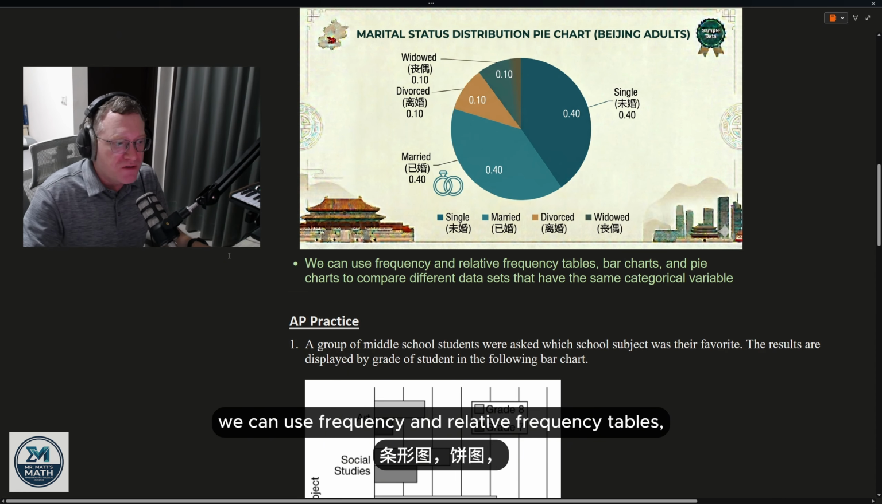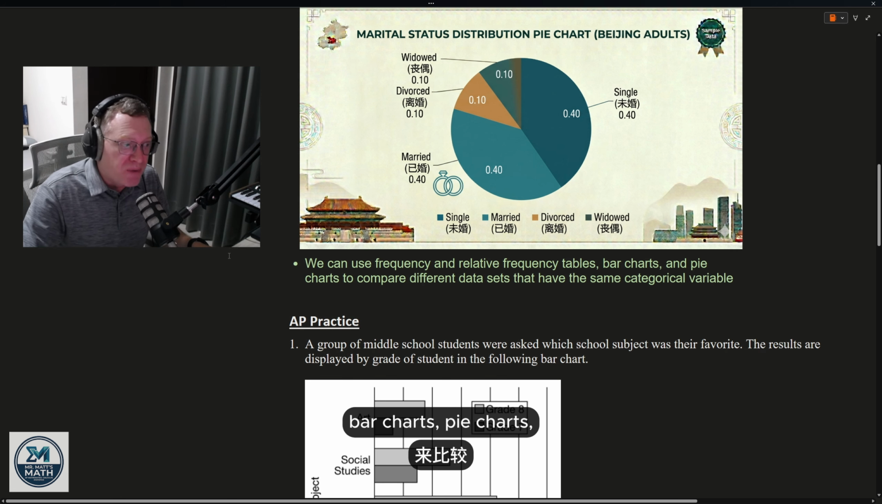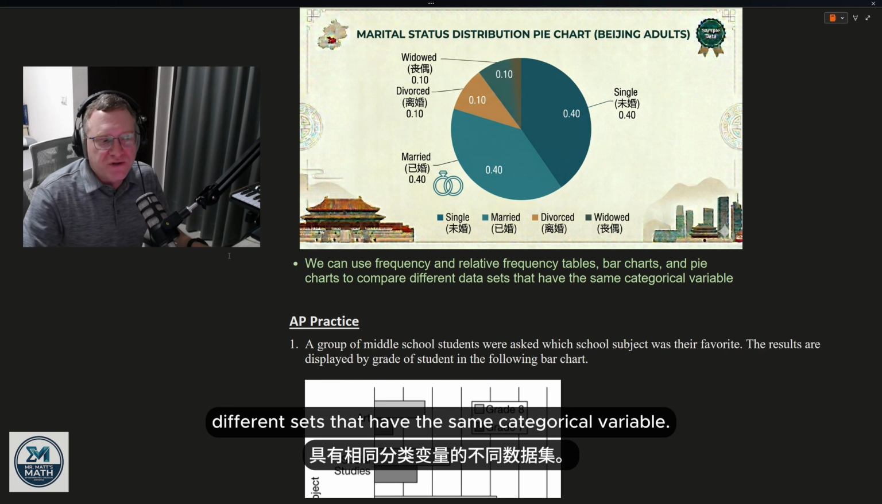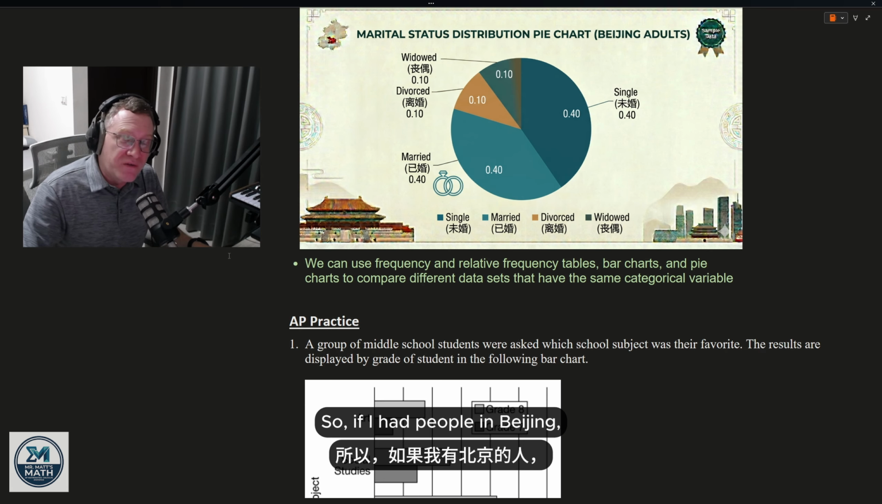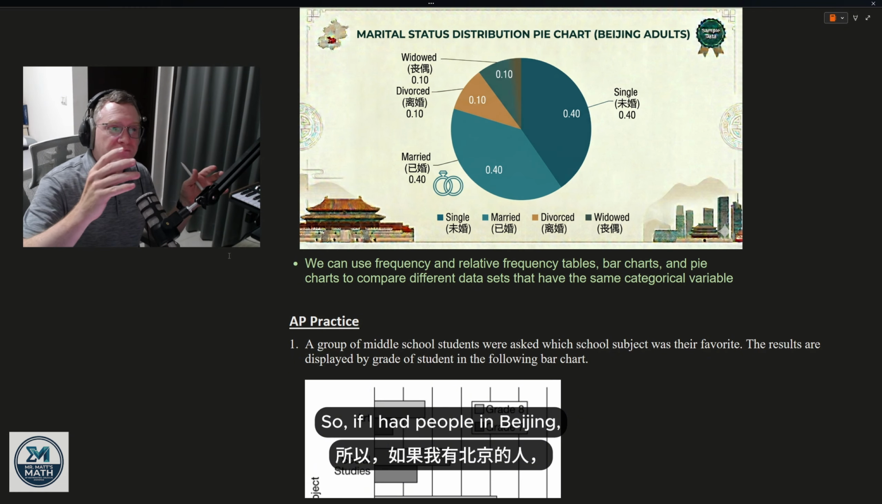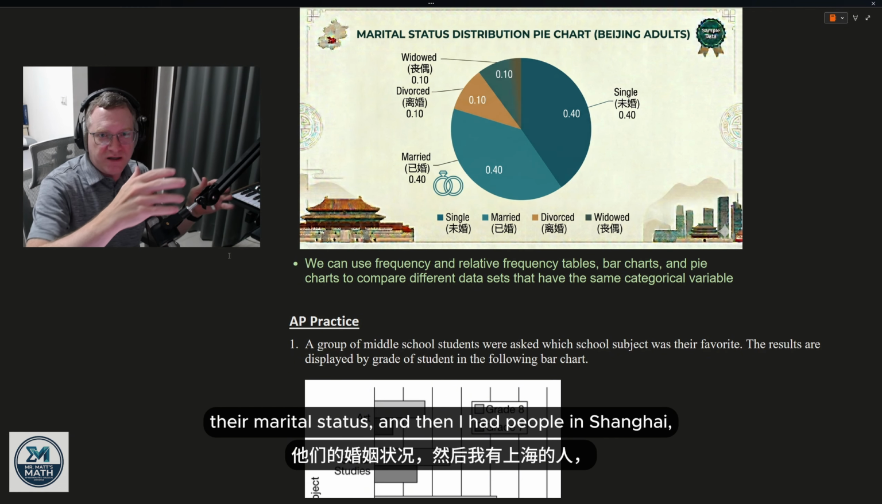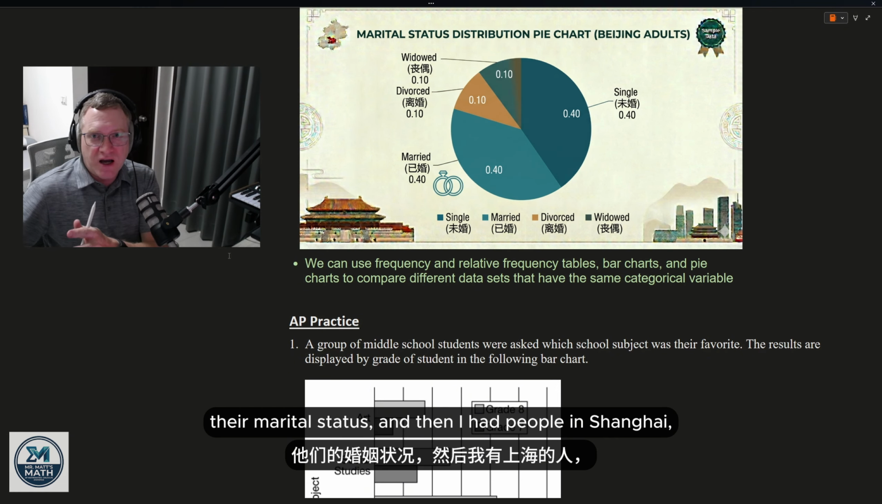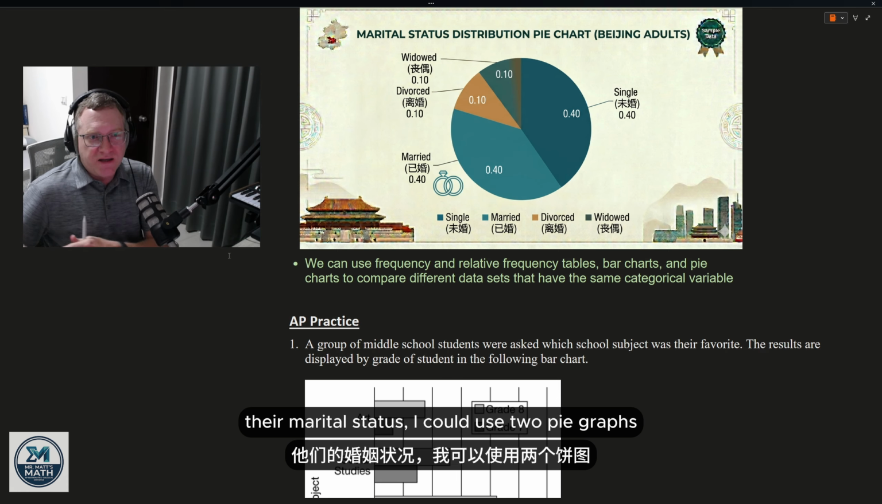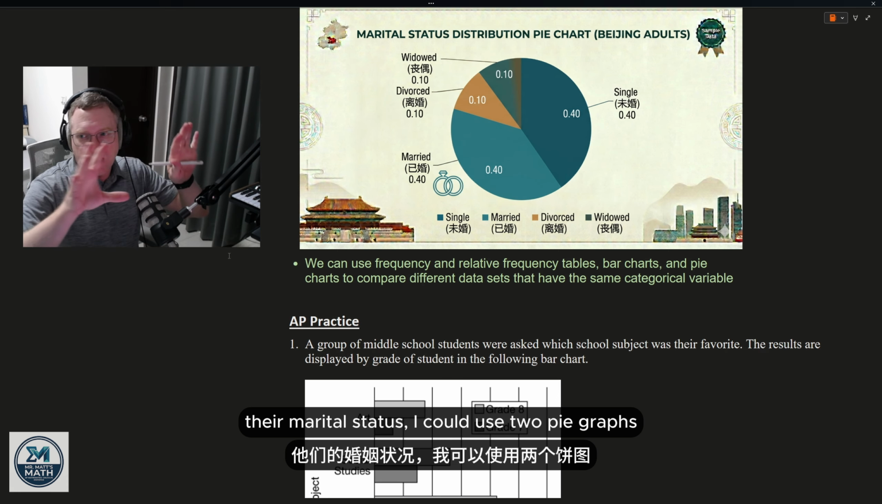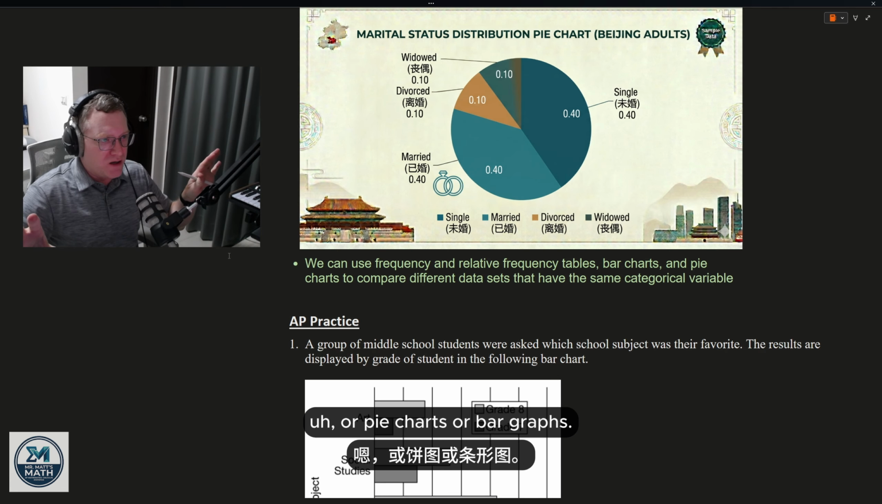It says here we can use frequency and relative frequency tables, bar charts, pie charts to compare different sets that have the same categorical variable. So if I had people in Beijing, their marital status, and then I had people in Shanghai, their marital status, I could use two pie graphs or pie charts or bar graphs.